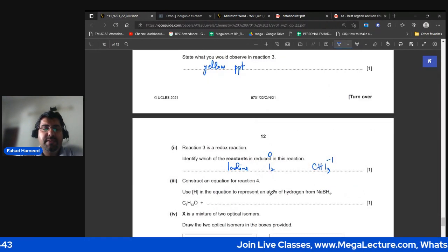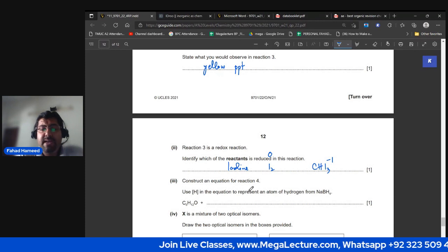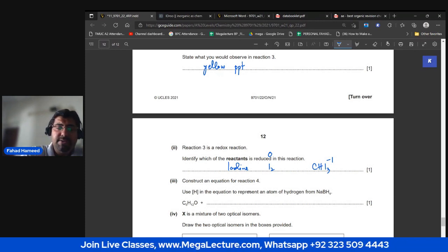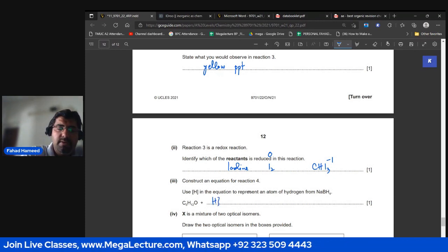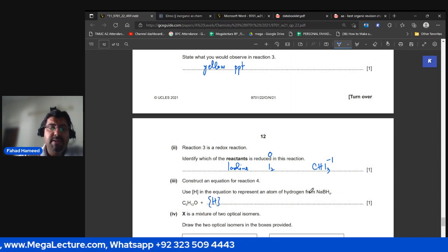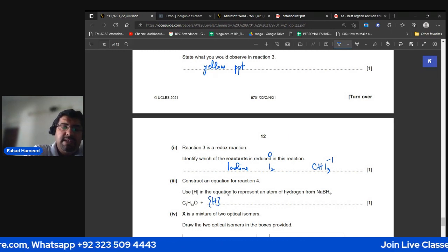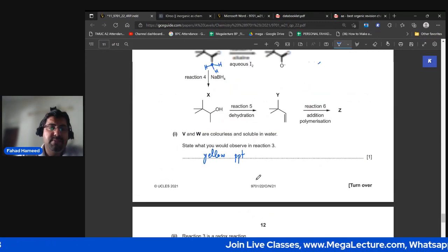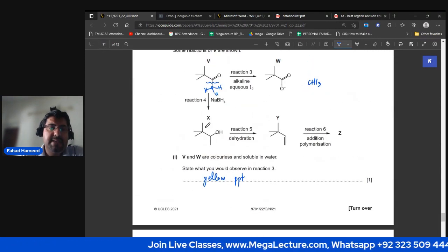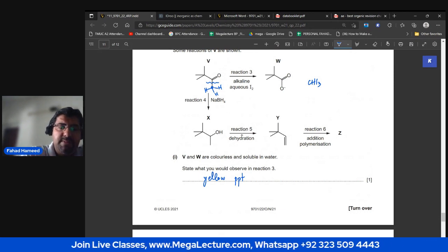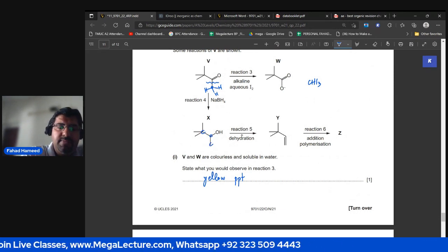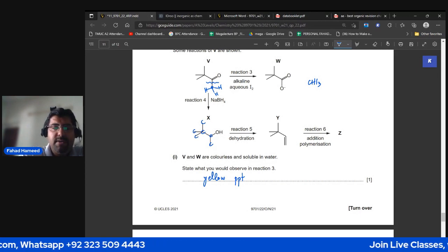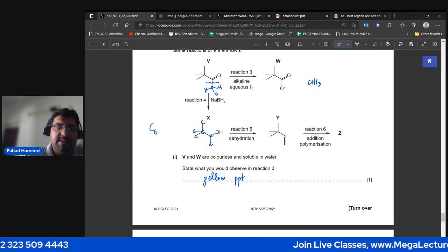Now: use H to represent an atom of hydrogen from NaBH4. He's saying construct an equation for reaction number 4. Reaction number 4 is this one. So what is X? You have to figure out the number of carbon atoms. That's 1, 2, 3, 4, 5, 6. So I've got 6 carbon atoms.